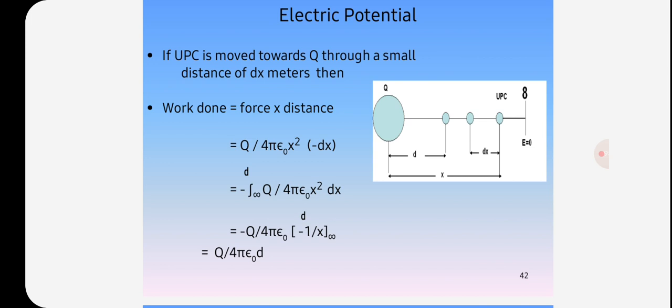it is the integration of q by 4 pi epsilon naught x square dx, that is equal to minus q by 4 pi epsilon naught into minus 1 by x, from infinity to d. After calculation of that one, we will get q by 4 pi epsilon naught d.